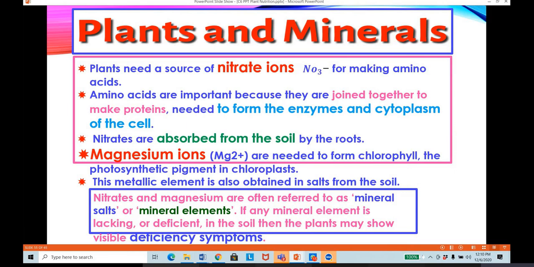So amino acids are important because they are joined together to make proteins needed to form the enzymes and the cytoplasm of the cell. Exactly as we need the proteins, even the plants need proteins for various functions, in order to make enzymes, the cytoplasm, and various other functions in a plant.